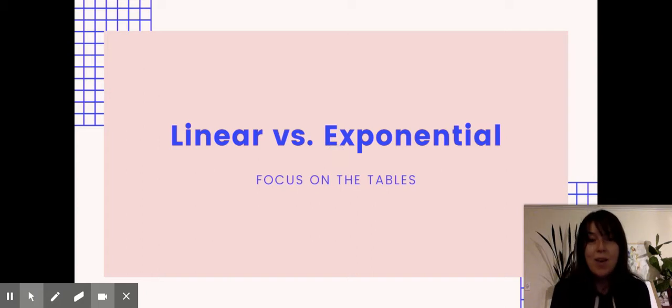Hi everybody, we are back and we are talking about linear versus exponential. So we're going to compare these two functions. Linear functions you studied last semester, exponential functions we're studying right now. And I would like for you guys to pause the video, get a piece of paper and a pencil so you can take some notes on this.